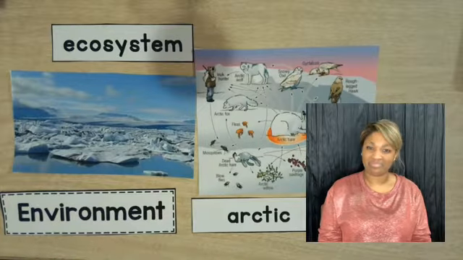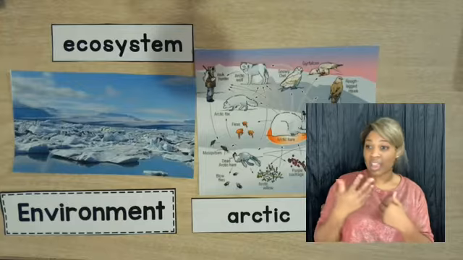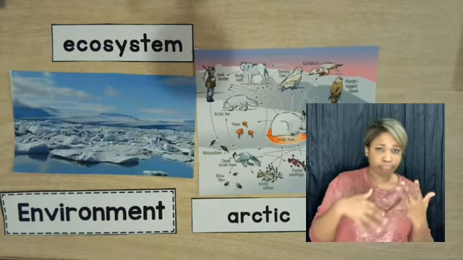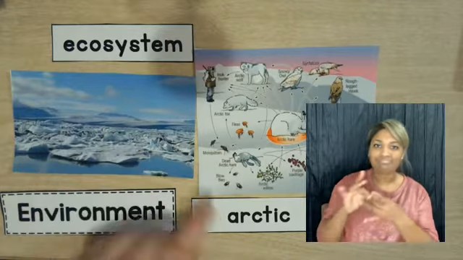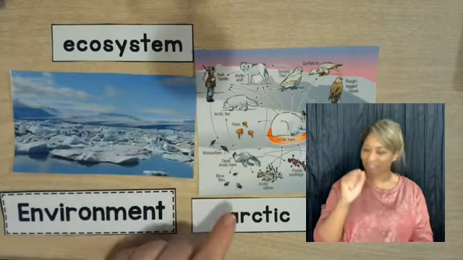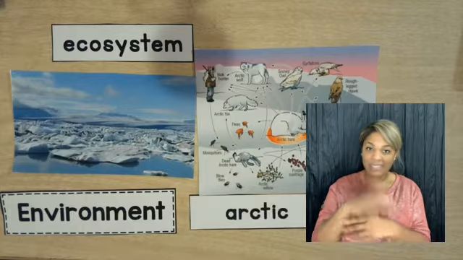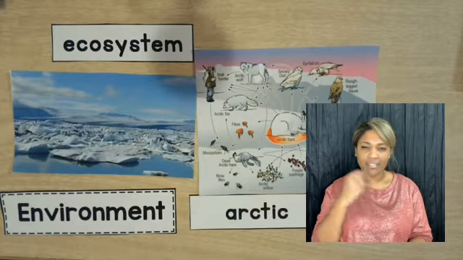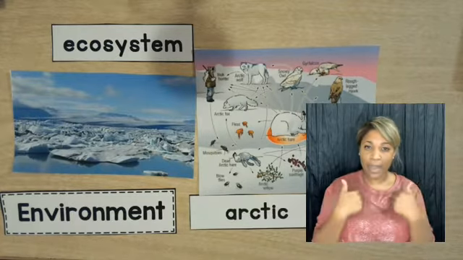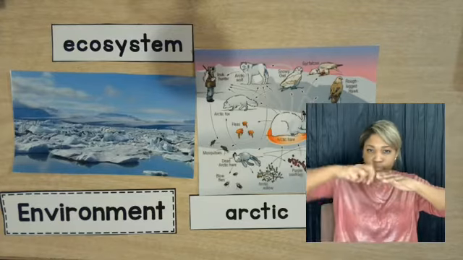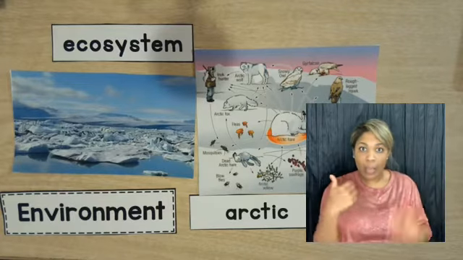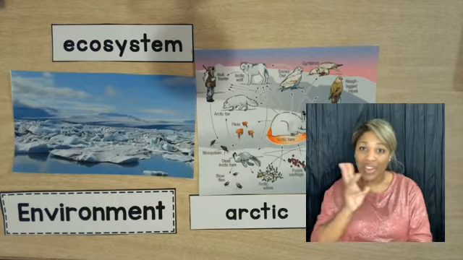So the animals are interacting with each other and in the environment. So yes, we can find ecosystems in the Arctic. I see there are some animals that burrow under the snow, and some other animals will go into the water. They're all interacting with their environment.